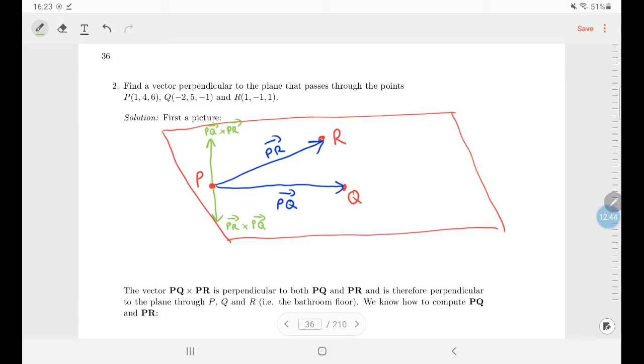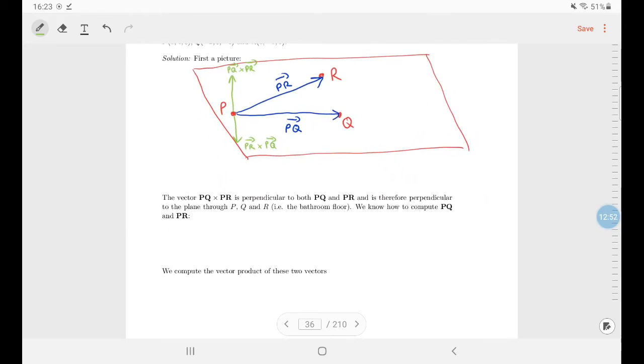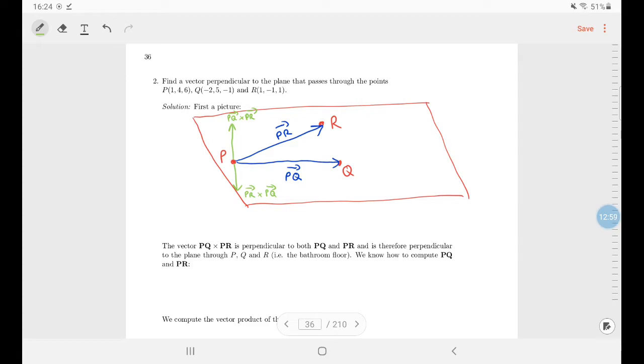So you've got 2 vectors in a plane. Take the cross product of them, you'll get something that's perpendicular to both. So the vector PQ cross PR is perpendicular to both PQ and PR and is therefore perpendicular to the plane. We know how to calculate P to Q and P to R. We just do Q minus P, etc. And let me get this on another screen for myself.